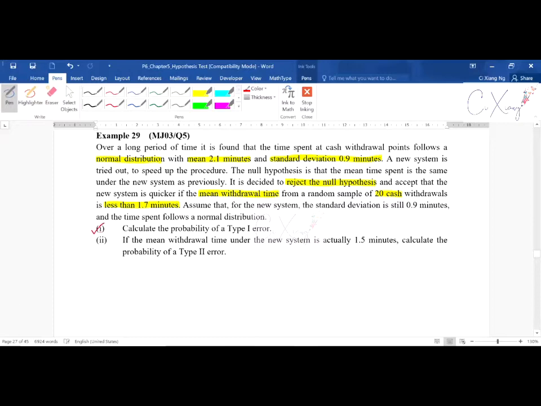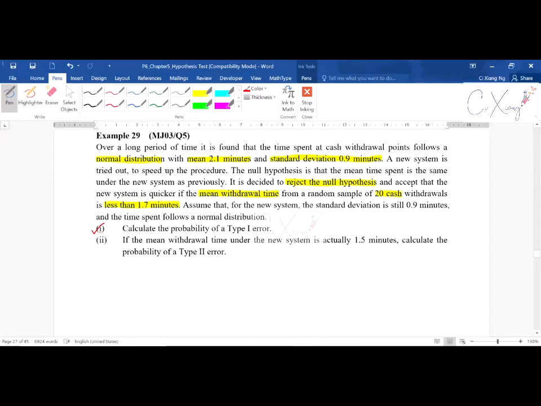So first one, they want you to calculate the probability of a type 1 error. Okay, so if you look at this example, they want you to calculate the probability for type 1 error. If you read through this whole question, you didn't see the alpha given. They didn't give you any alpha at the significance level. Therefore, you have to calculate the type 1 error on your own. All right, so there's no other choice.